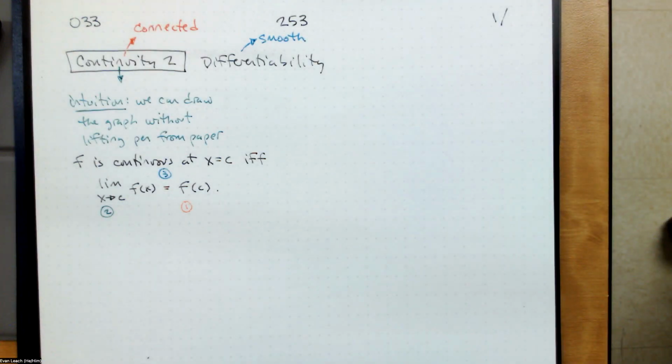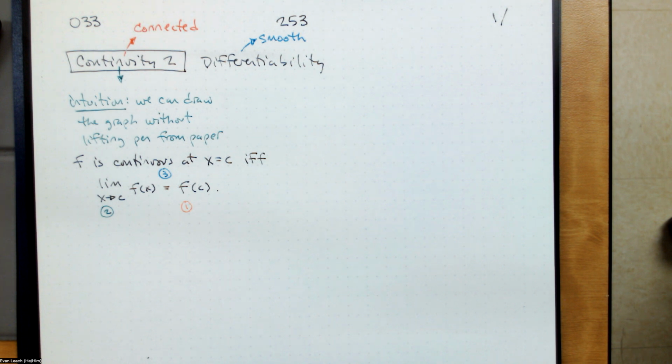Today we want to talk about the next level of continuity. It's like something more continuous than continuous. When we look at continuity, our intuition is that we can draw the graph without lifting our pen off the paper. And then we had to have our definition.